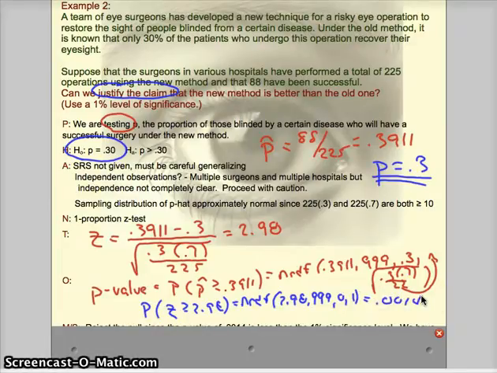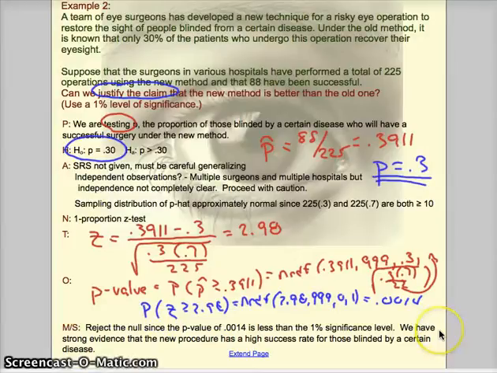So that's a very small p-value. We're surprised by that result, which would indicate significance in our findings, and so we want to conclude that way. We reject the null since the p-value is so small. The p-value of 0.0014 is much less than the 1% significance level, so we have strong evidence the new procedure has a higher success rate.